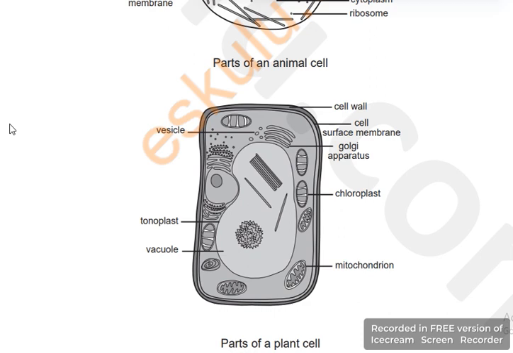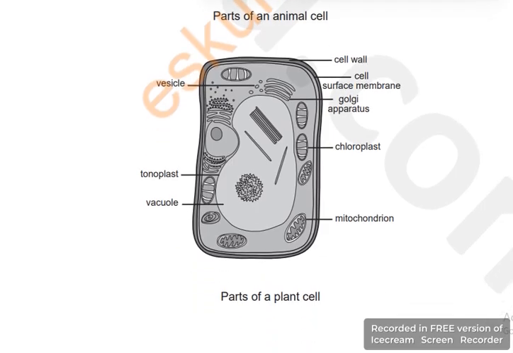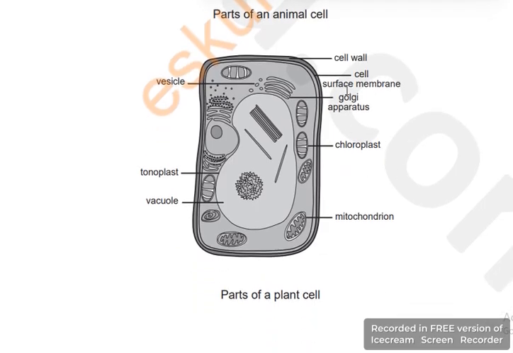So for the plant cell, these are the parts which we just mentioned. We talked about the cell wall, and after the cell wall we have the cell membrane. Then from there, we have these other parts, like the one which looks like a sausage. It is known as the Golgi apparatus, which is also found in the animal cell. We have the chloroplast. This one is not found in the animal cell.